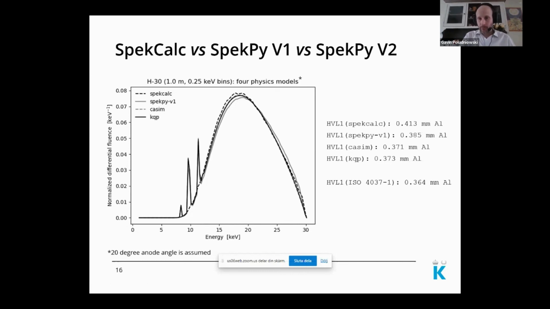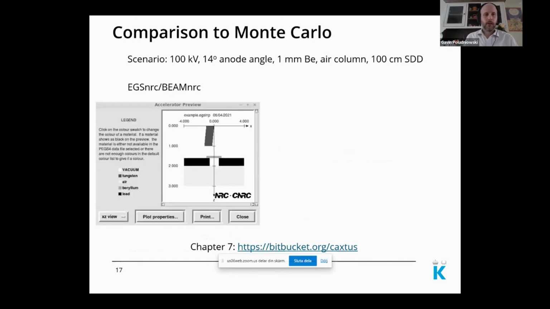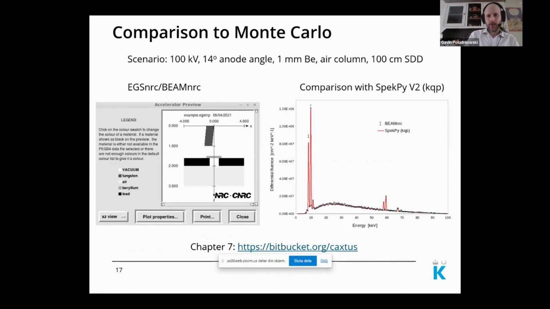SpecPy version 1 does better, but the other two models are both within 10 microns. So I would say that was pretty good agreement. And if we compare to a full Monte Carlo simulation of a simple geometry using BEAMnrc, we can see here on the right SpecPy's prediction in comparison to Monte Carlo. This isn't a normalized spectra, it's actually the absolute fluence spectra, and you can see it's a rather good agreement.